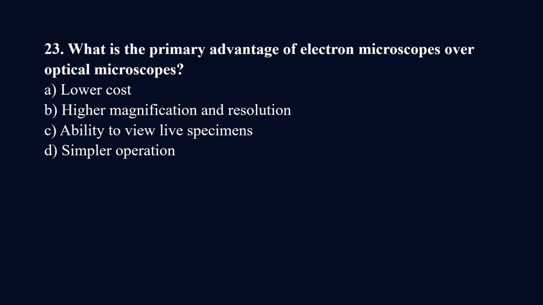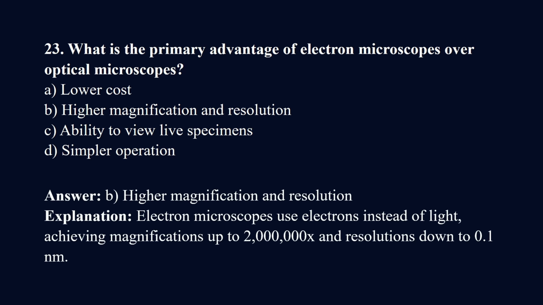Question number 23. What is the primary advantage of electron microscopes over optical microscopes? Lower cost, higher magnification and resolution, ability to view live specimens, or simpler operation? And the correct answer is higher magnification and resolution.